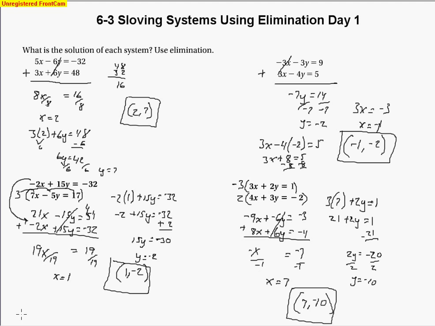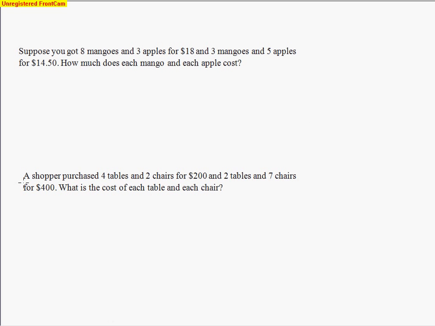So let's take a look at some word problems that you could end up seeing. The first one says, suppose you got 8 mangoes and 3 apples for $18. It says over here, 3 mangoes and 5 apples for $14.50. How much does a mango and an apple each cost?